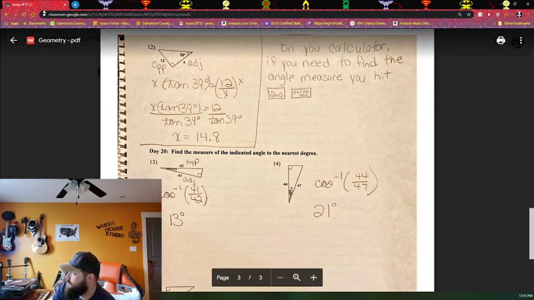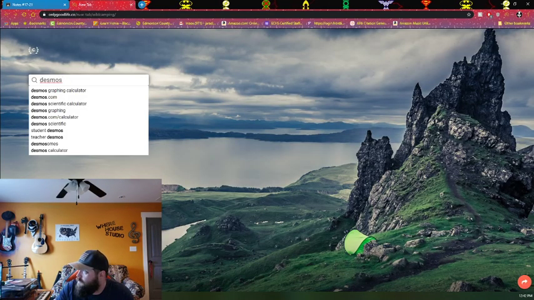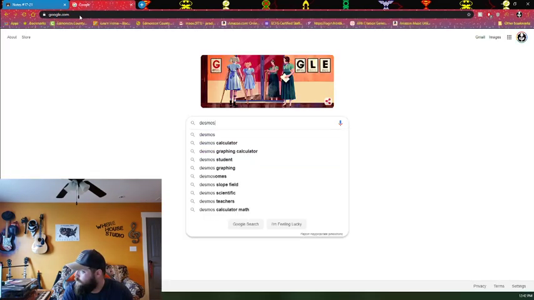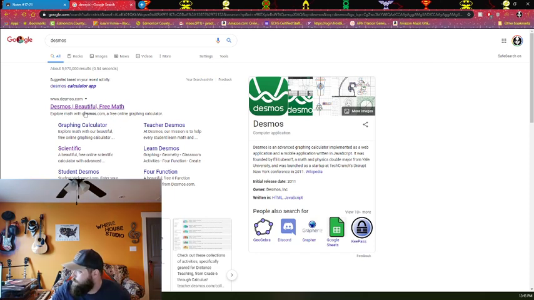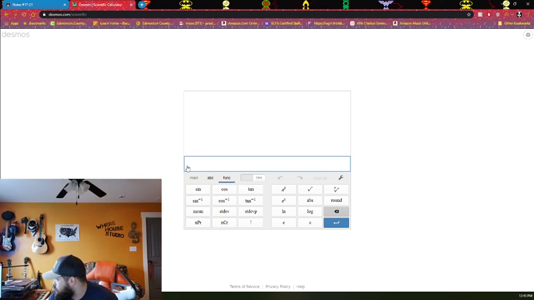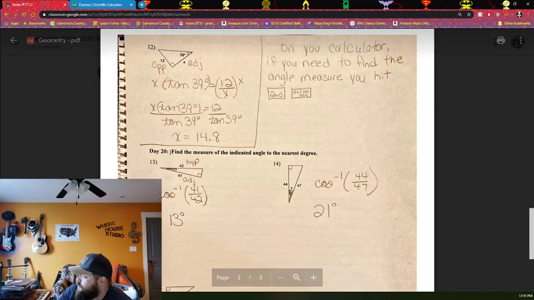So on your calculator, let's see if we can find this. Desmos scientific calculator. All right. So on your calculator, this is what sine, cosine, and tangent look like. This is what the inverse of those things look like, and that's what we're going to be using on each of these. Okay? So, we're still using opposite, adjacent, hypotenuse.